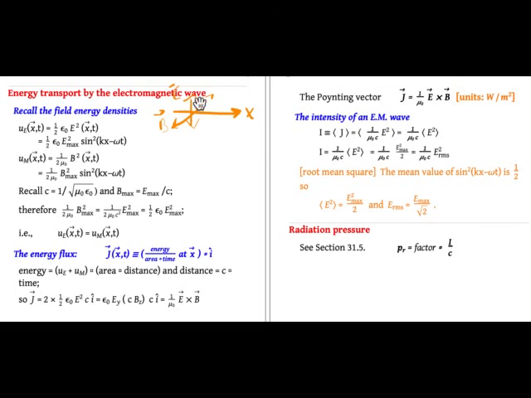I could have a wave, this is a plane wave. The wave fronts are planes perpendicular to the direction of propagation, perpendicular to the x direction. That would be appropriate for an antenna, I suppose. But if I had a very small antenna, I could have spherical waves.